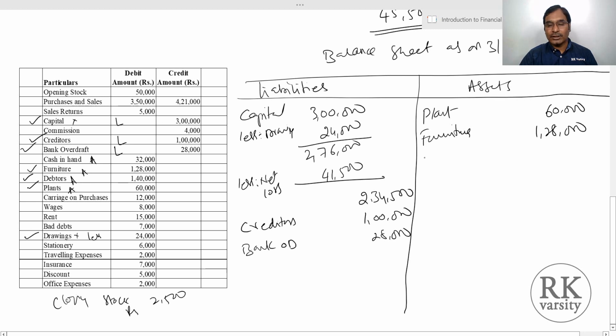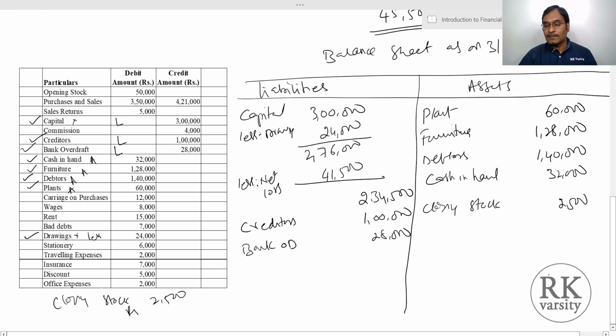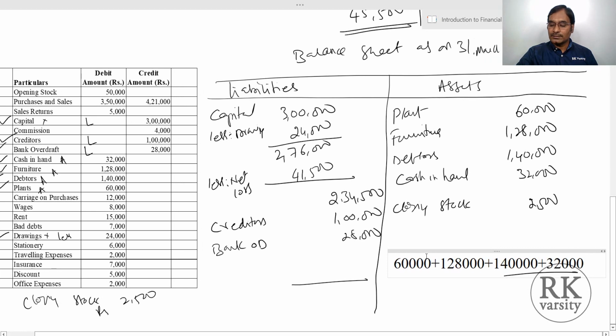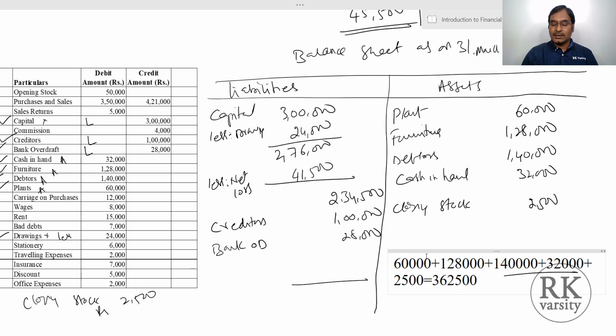Debtors 1,40,000. Then we have cash in hand 32,000. Any other asset that you have? There are no other assets. Then you have closing stock 2,500. Now let's check our values. 60,000 plus 1,28,000 plus 1,40,000 plus 32,000 plus 2,500. This comes to 3,62,500.